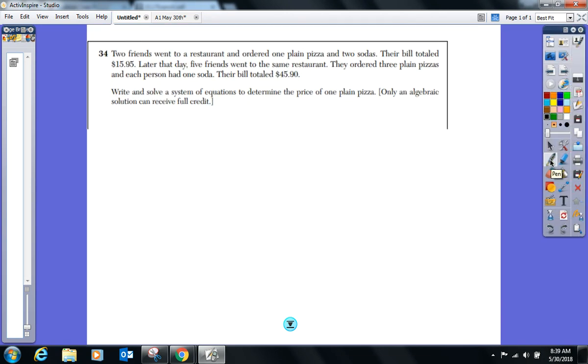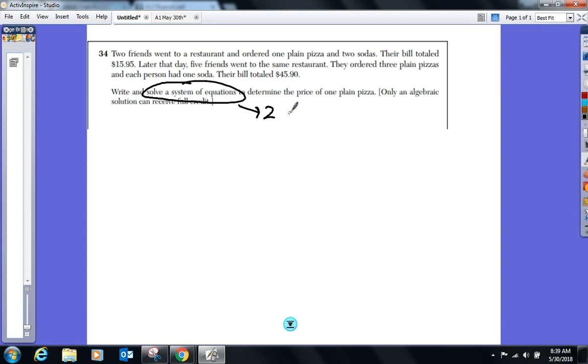Here you go. You got to write a system of equations, which tells us, hey, two equations. Set up two equations. Anytime you got to write a system, two equations. Two friends ordered one plain pizza and two sodas. So make sure you have a let statement because it doesn't tell you what the variables should be. So I just let, for easier purposes, P equal to pizza and S is equal to soda price.